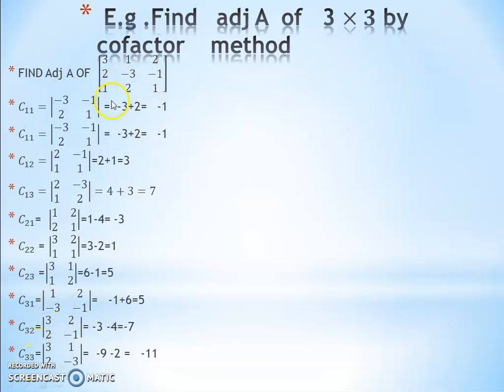Next, the remaining one is C33, third row, third column. What is remaining? 3, 1, 2, minus 3. Minus 3 into 3 is minus 9. The minus remains the same. 2 into 1 is minus 2. Minus 9 minus 2 is minus 11.